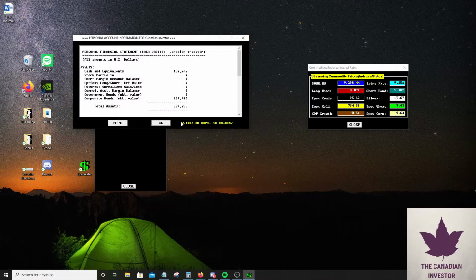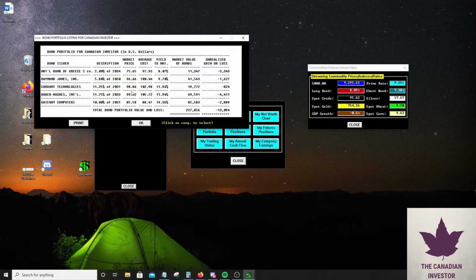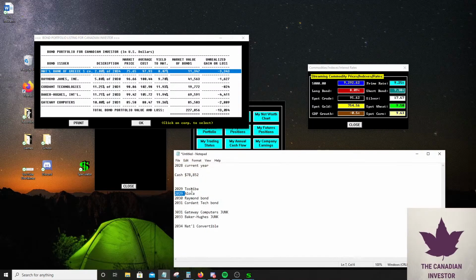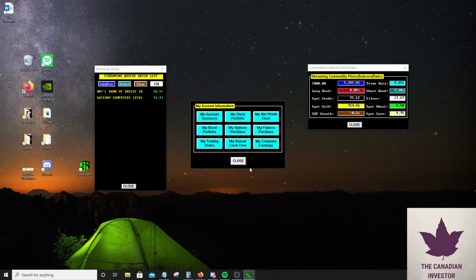Okay, we got our money back, right? So now we have no more 2029 bonds, so now we can get rid of Alcoa and Toshiba. So now we have a little bit of extra liquidity. So I want to put about half our money into something.